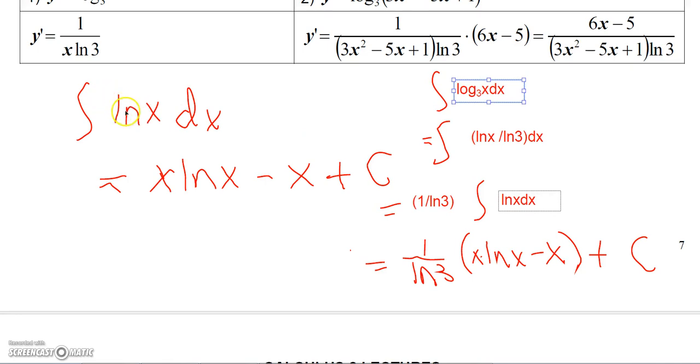Okay, so on the next video, I'm actually going to show you a few examples of applications that are related to these logs and exponential functions. So I may not show you every example, but I'll show you a few in the next video.